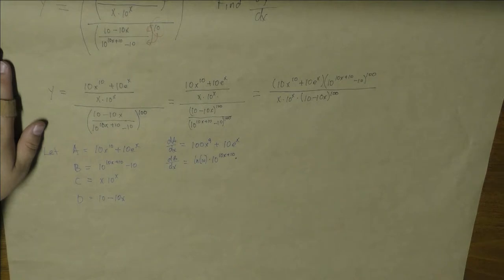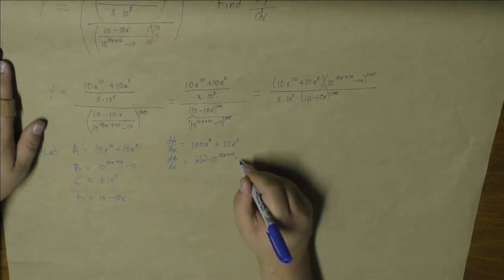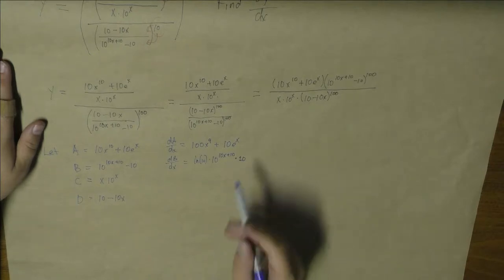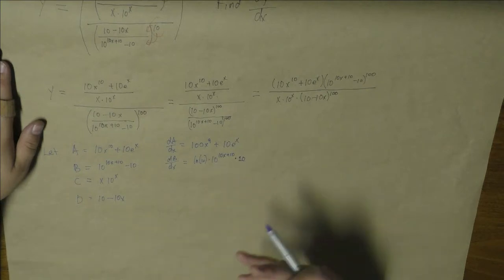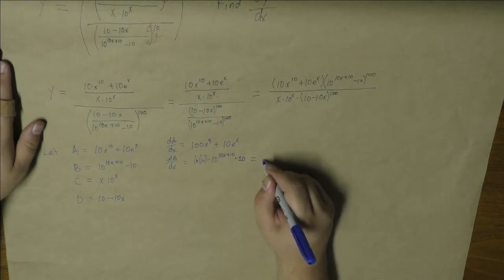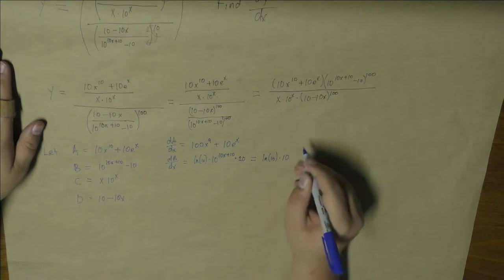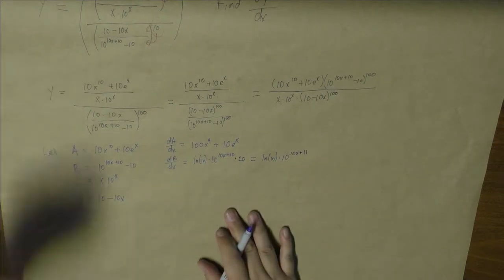And now, because we have a function in the power, we have to apply the chain rule, so the derivative of 10x plus 10 is 10. Now, observe that we've got 10 as the base, and we're multiplying by 10, that adds 1 to the power, and that means that is equal to the natural log of 10 times 10 to the 10x plus 11. So now we don't have to carry that factor of 10 about.